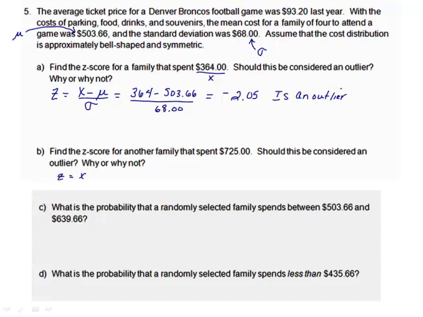Next problem, we're finding the z-score for another family that spent $725. Now this family was above the mean, so when we plug our numbers into the formula, this time we'll get a positive z-score. When we calculate that out, it's going to be 3.26. So this one is definitely an outlier because this one is more than 3 standard deviations away from the mean, so we would for sure consider that one an outlier.